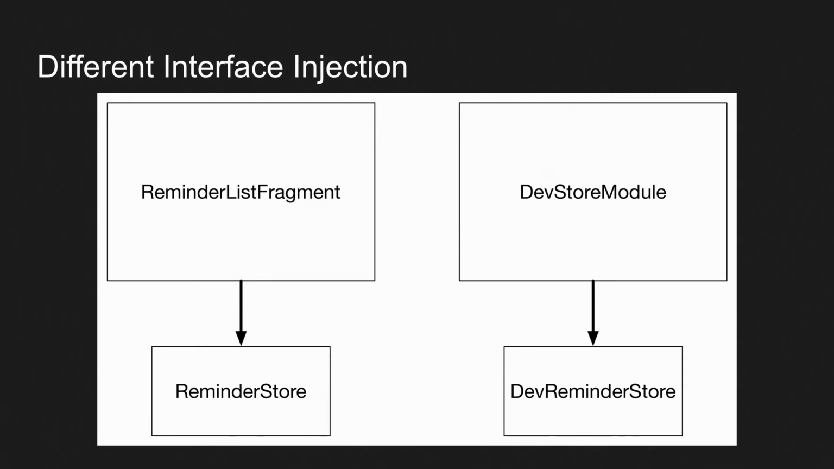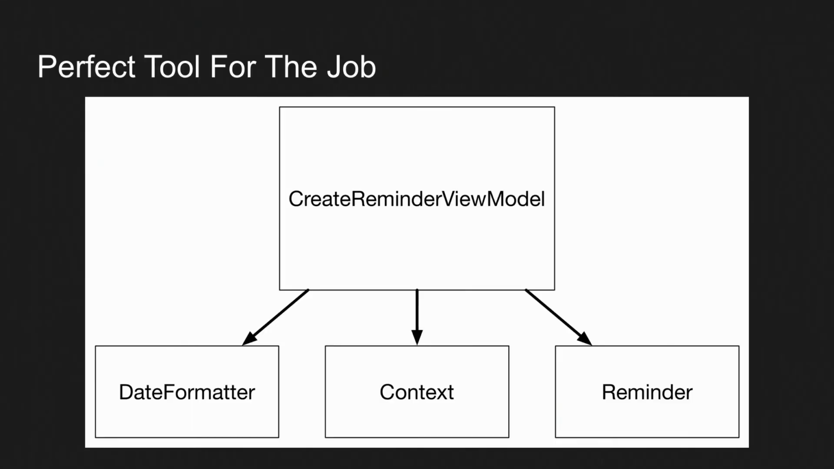And then I can make a dev version of my module. So this dev version will instead return the development version of my reminder store, which sends them to the web server. Since my reminder store here implements that interface, again, the list fragment doesn't care. It just does whatever it needs to because it's depending on a behavior, not a particular object.